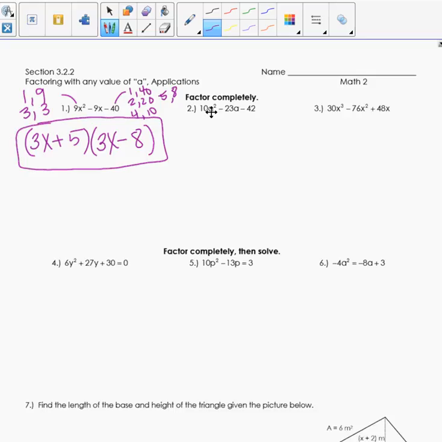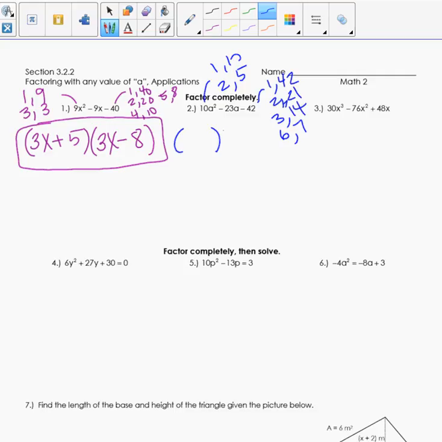Alright, number 2. I don't have a GCF because that 10 and 23 stops me right there. So, factors of 10 are 1 and 10 or 2 and 5. Factors of 42 are 1 and 42, 2 and 21, 3 and 14. 4 doesn't work, 5 doesn't work, 6 and 7 could work. And then we're good. Alright, so same thing.